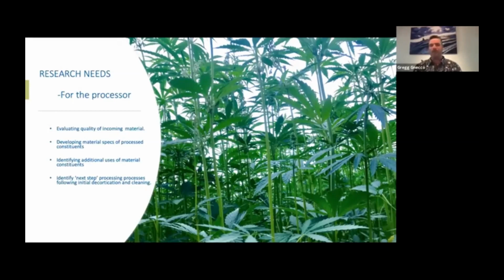And then teaching us what are the next steps. The first step, separation. I think most of the plants that I've heard about that are coming online are primary decortication and separation. What are those next-step processes, whether within the same facility or in another facility, that take that material and further modify it for those end uses?